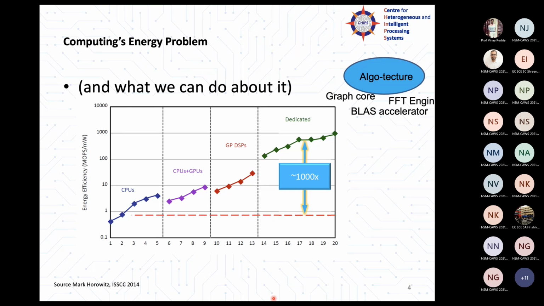Or on the other hand, if it is a DSP application, then I know, okay, I am only doing A, B, C kind of instructions. I don't need other instructions. Or I can define my own instructions and build an FFT engine. So that is the whole concept of building architectures which are specific to the algorithms.